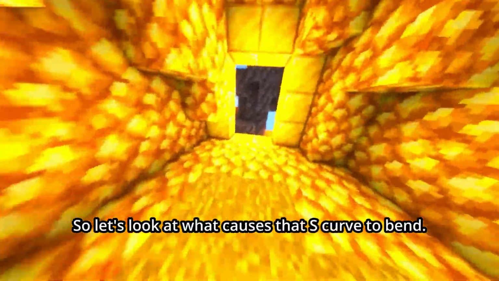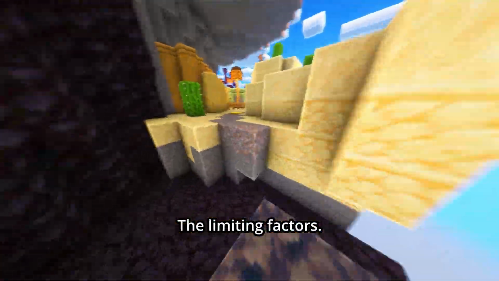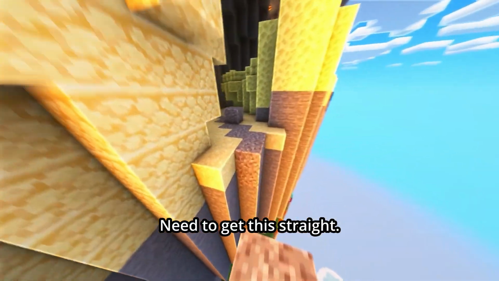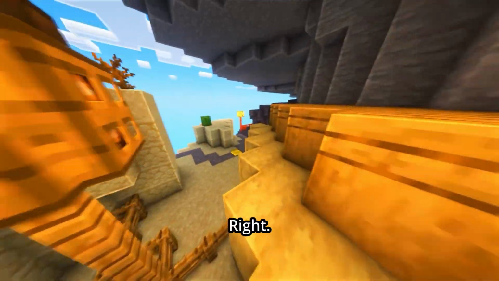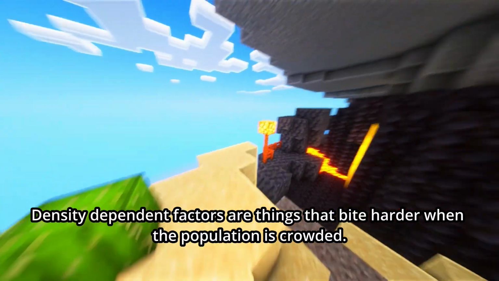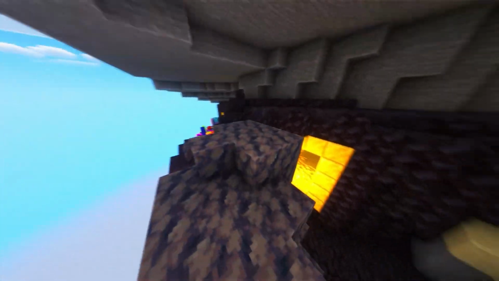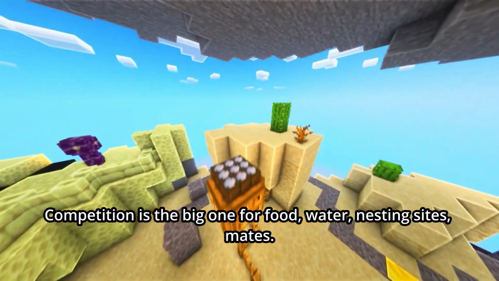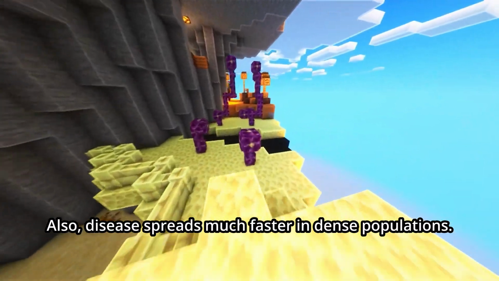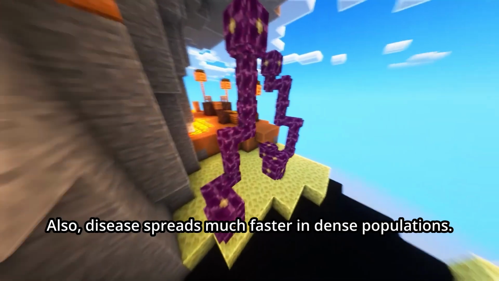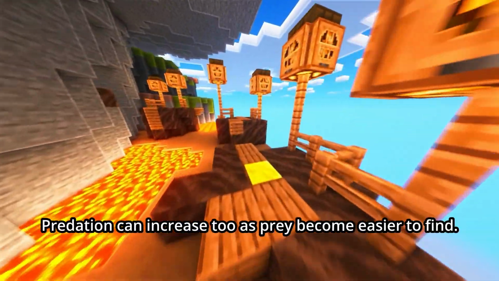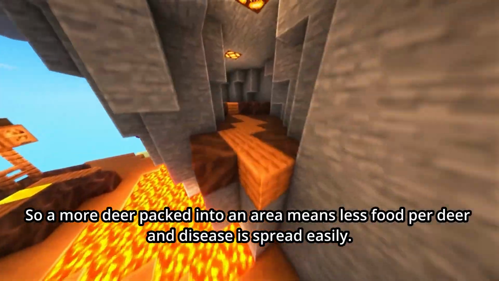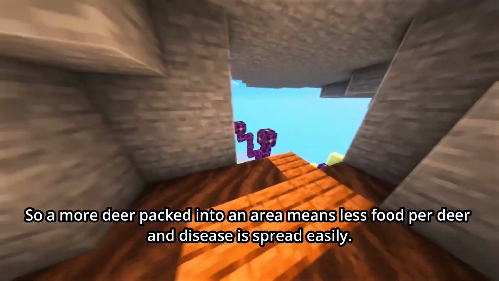Okay, so let's look at what causes that S-curve to bend. The limiting factors. Density-dependent versus independent. Need to get this straight. Right. Density-dependent factors are things that bite harder when the population is crowded. Like competition, the big one, for food, water, nesting sites, mates. Also, disease spreads much faster in dense populations. Predation can increase too, as prey become easier to find. So more deer packed into an area means less food per deer, and diseases spread easily.